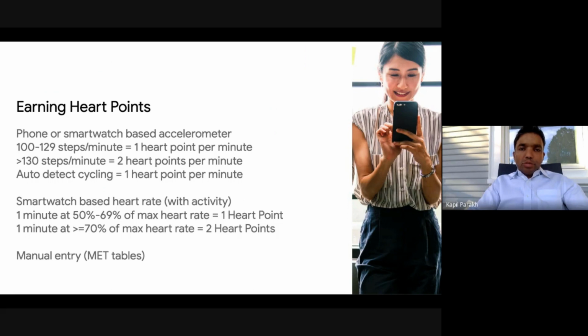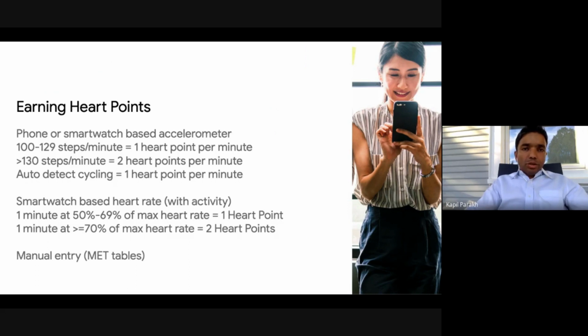So if you have a phone or a smartwatch-based accelerometer, you can actually just use step rates. So 100 to 129 steps a minute, this is based on population averages, is 1 heart point per minute, which is about a brisk walk. Greater than 130 steps per minute, it is 2 heart points per minute. This is equivalent to vigorous intensity physical activity. And really what this does is it captures people who are jogging or running. And these are absolute intensity measures. If you have a phone, you can also auto-detect cycling, which is rewarded at 1 heart point per minute because most people cycle at moderate intensity physical activity levels. Now, if you have a smartwatch-based heart rate and it's capturing heart rate with activity, that's fantastic.